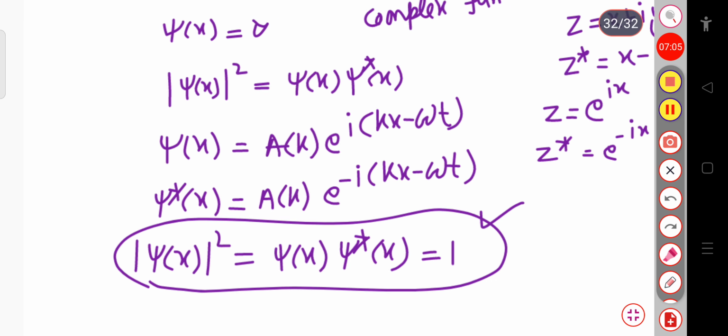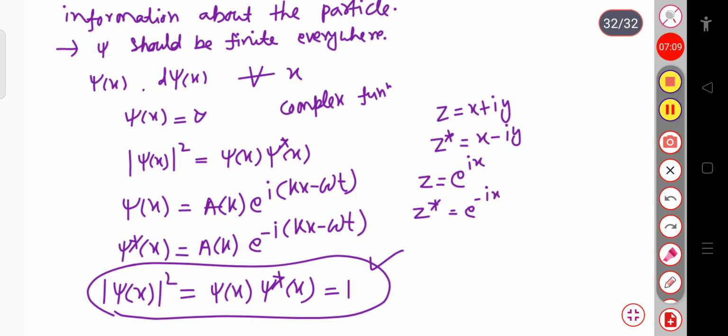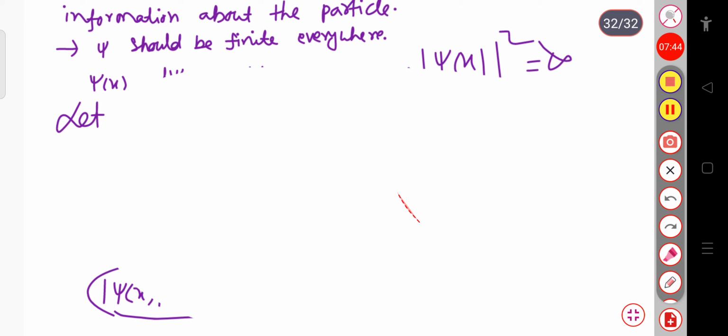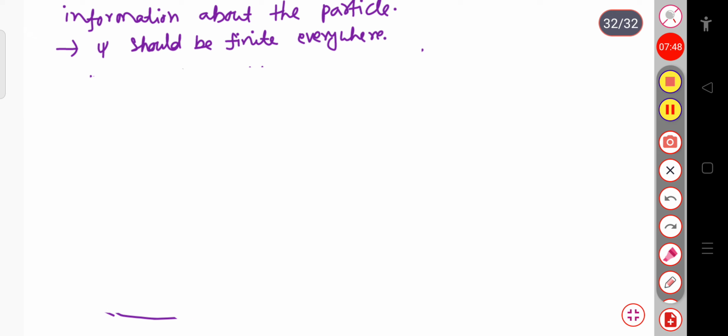But if I consider this function psi of x to be infinite, then if I calculate this mod psi of x square, definitely this value will go to infinite, which is not possible. So this shows that the particle is completely localized. It means that this is in contradiction with the wave property of the system. So when the physical quantities are evaluated, they lead to infinite values for infinite psi of x and d psi of x divided by dt. So you can say that this psi should be finite everywhere. This is our second point: psi should be finite everywhere.